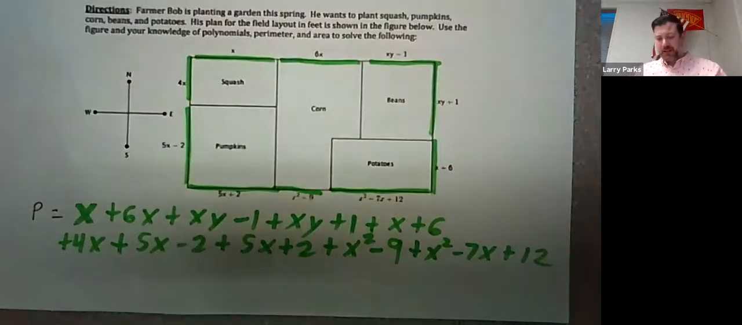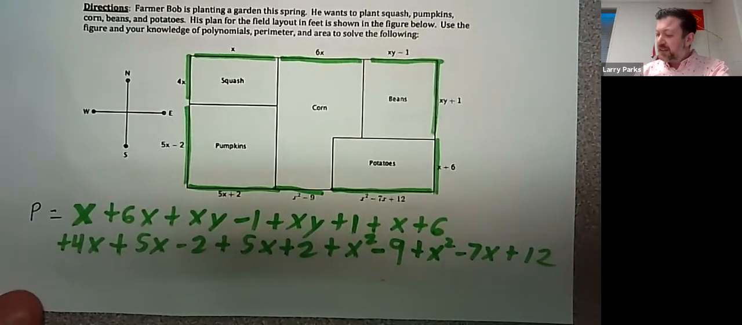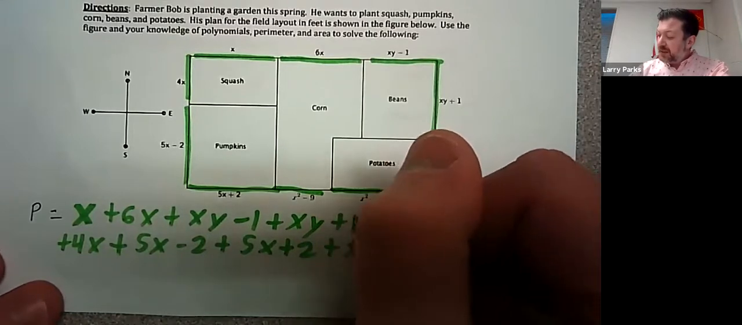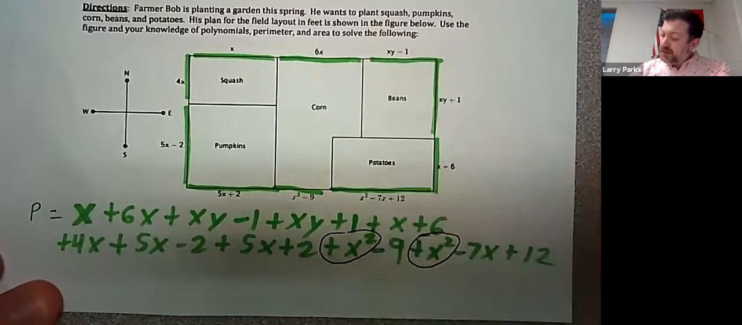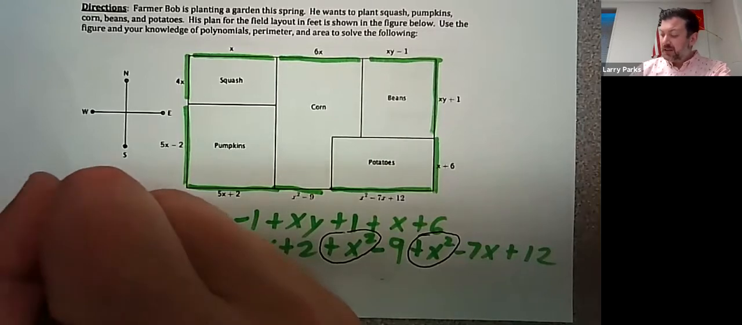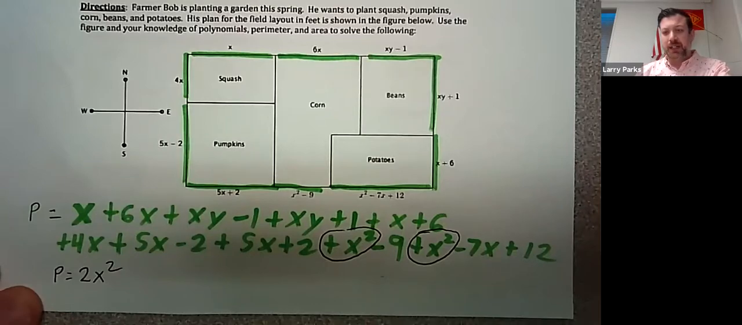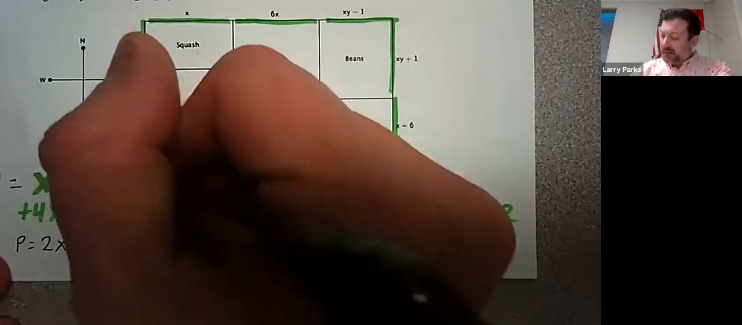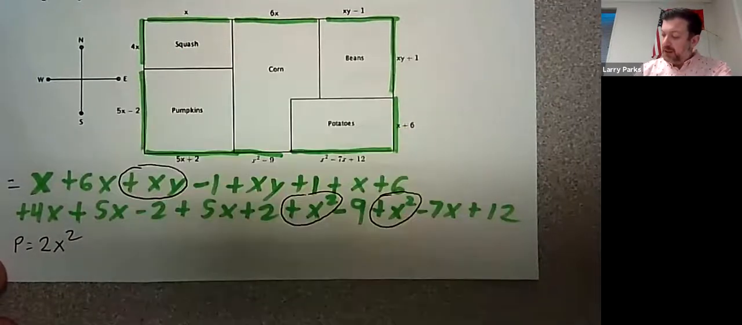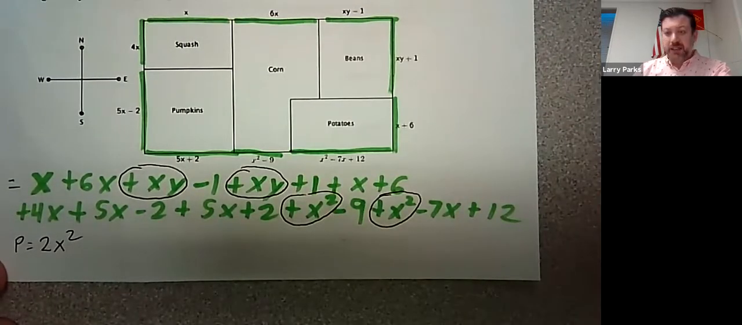And then you combine like terms. Start off with the highest degree. The highest degree I see is x squared. So I'm going to take this x squared and this x squared, and I don't see any other x squareds. That makes 2x squared. And then I would do the xy term. I have xy, one of those, another one, that makes 2 of those. That's all the xy's I see.